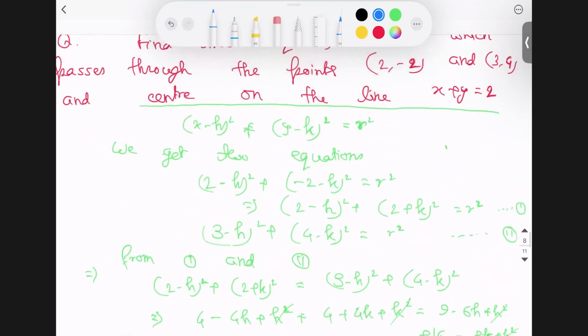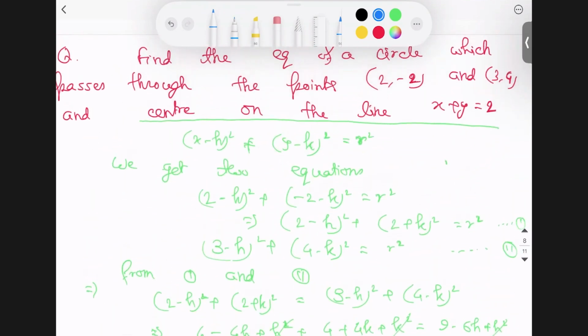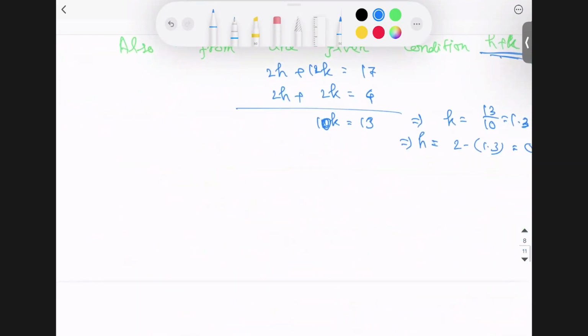So what do we need more? We need r square. For that, we can put the value of h equals 0.7 and k equals 1.3 in this equation itself, and we can get a value of r. So I am not calculating that part. You can calculate that r square easily, and we will get the equation of the circle.